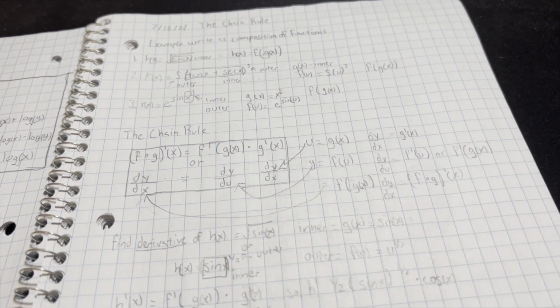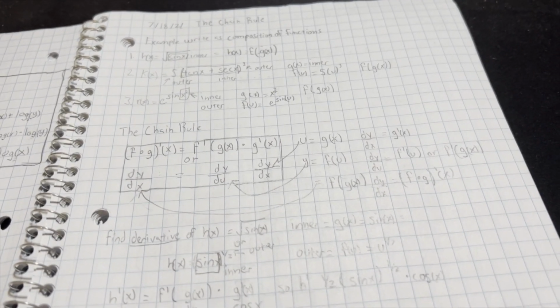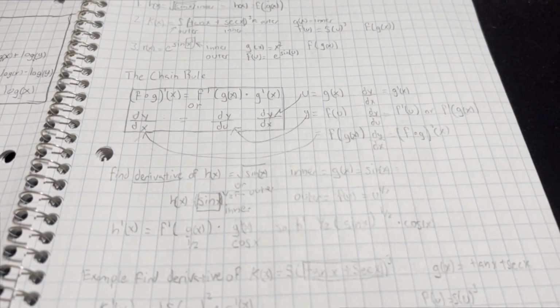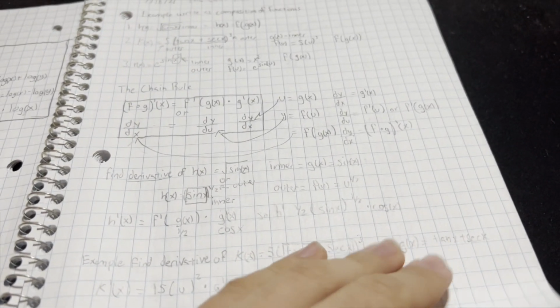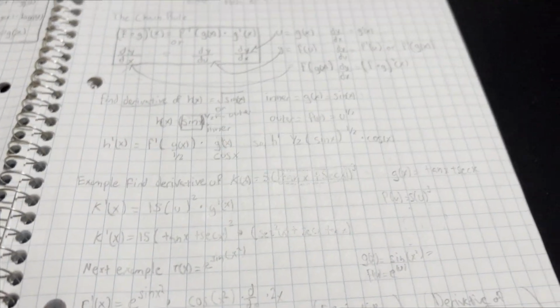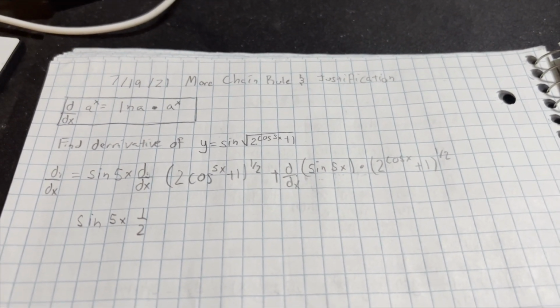So it's dy/dx equals dy/du times du/dx. Wow, I need to review this for actual physics. I don't really remember this at all. I never made a video about it. I'm going to rewatch my own video because it did help. So, more chain rule.